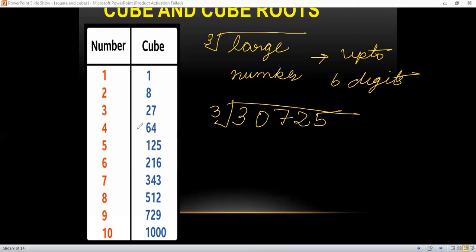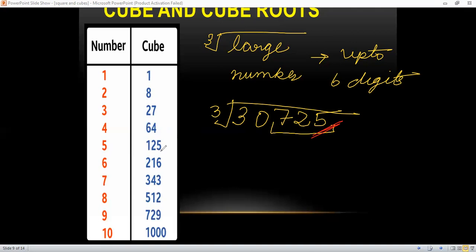Now with the help of this, how are we going to find the cube root of a larger number? First of all, I will take 3 digits from the right hand side, and I will see only the unit digit. The unit digit is 5. Now in the cubes of the numbers from 1 to 10, I will check at which cube the unit digit is 5.